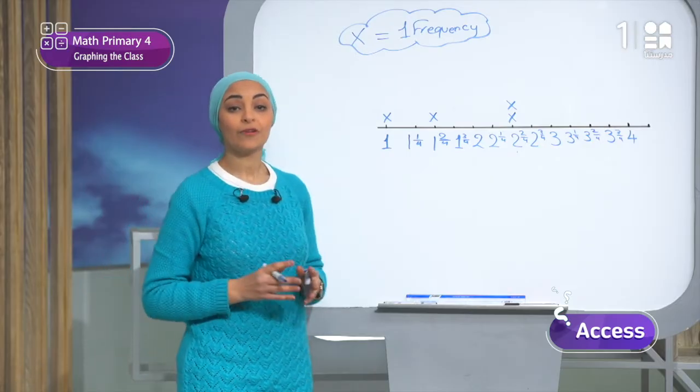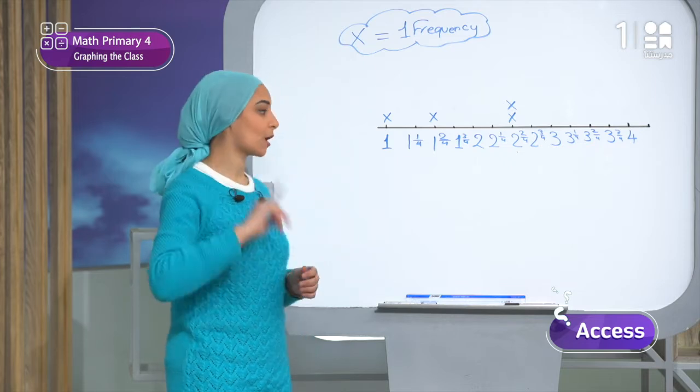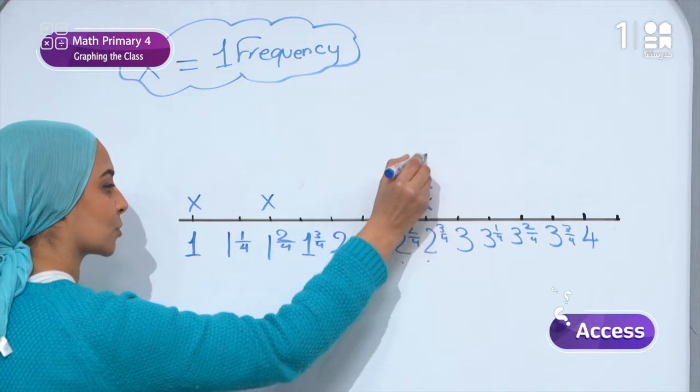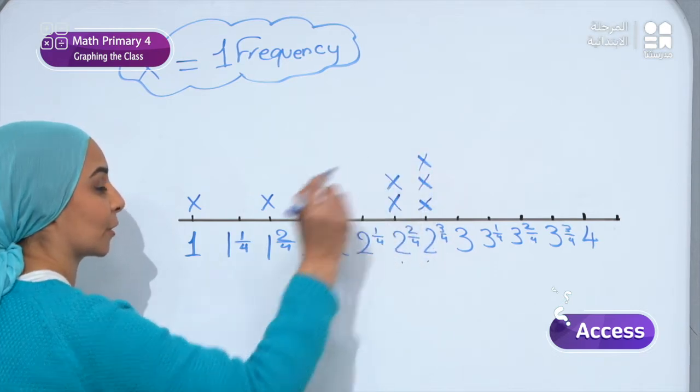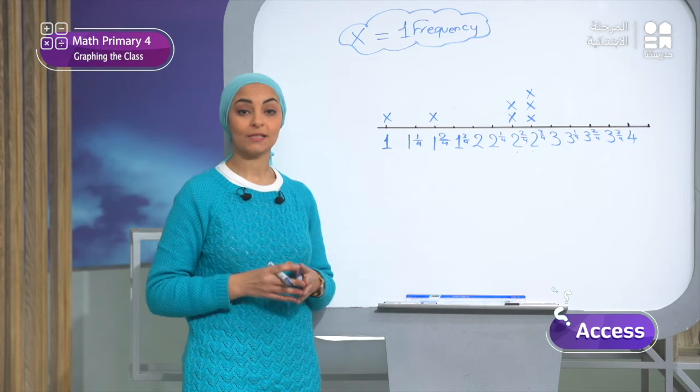And then 2 and 3/4 repeated 3 times. So I'll put 1, 2, 3. Okay? So add 3 x's as I did.